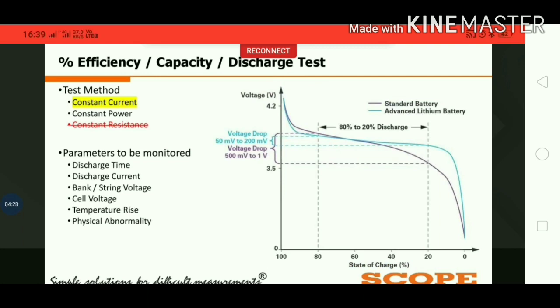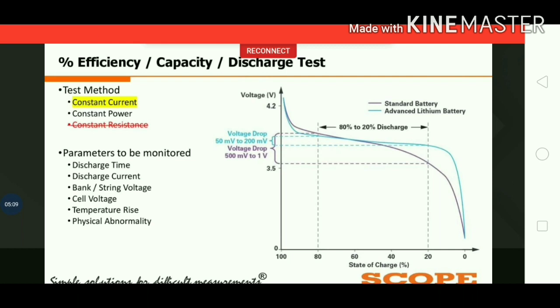What are the parameters to be monitored during the discharge test? One is the discharge time, the discharge current, the battery bank or string voltage, and each individual cell voltage. We also need to check the temperature rise and whether any physical abnormalities are happening during the discharge test. Now, to understand how the discharge process happens, here is a picture with the state of charge on the x-axis and the battery voltage on the y-axis.